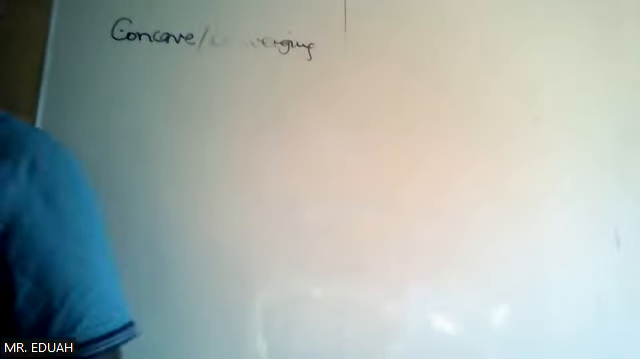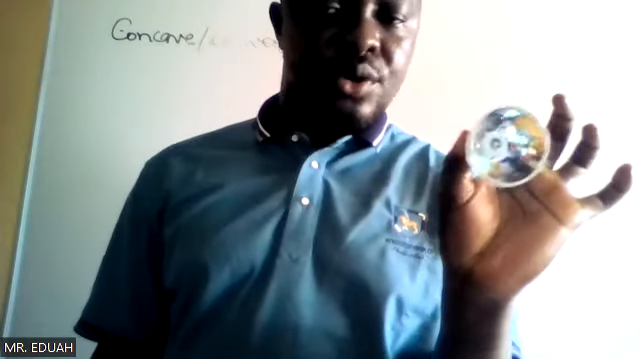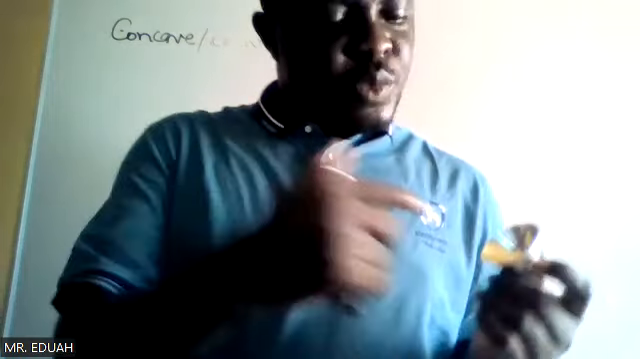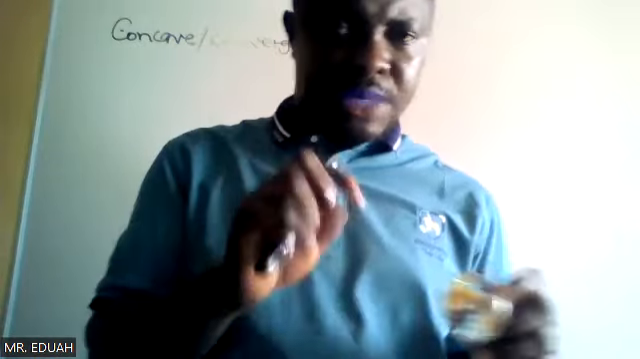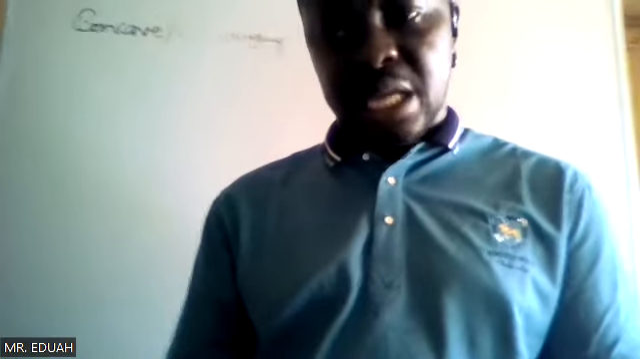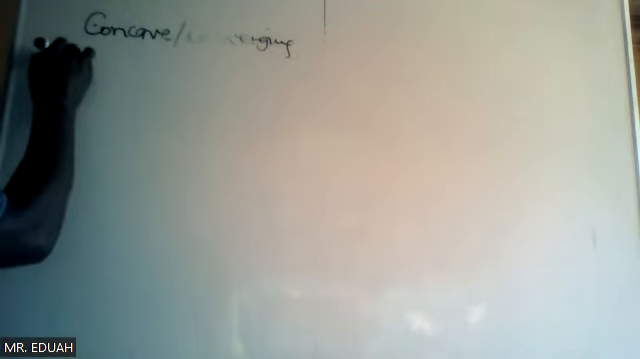Then let's look at the uses of concave or convergent mirrors. Concave mirrors are used in torchlights as a reflector. So this is a concave mirror. They are used here to reflect light so that it can be beamed to a particular spot. Then it is also used in car headlight lamps.